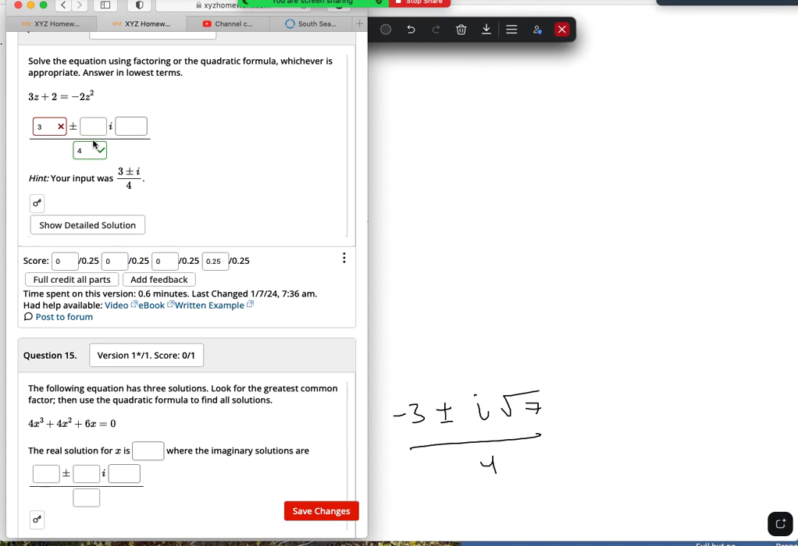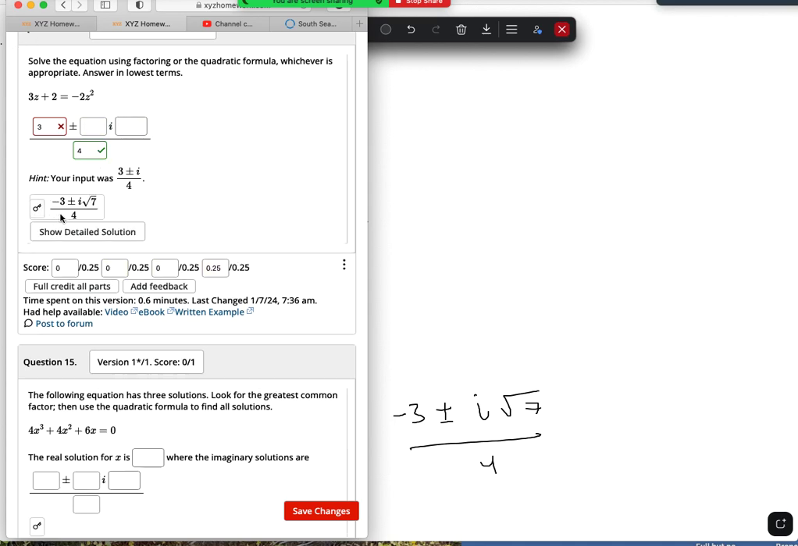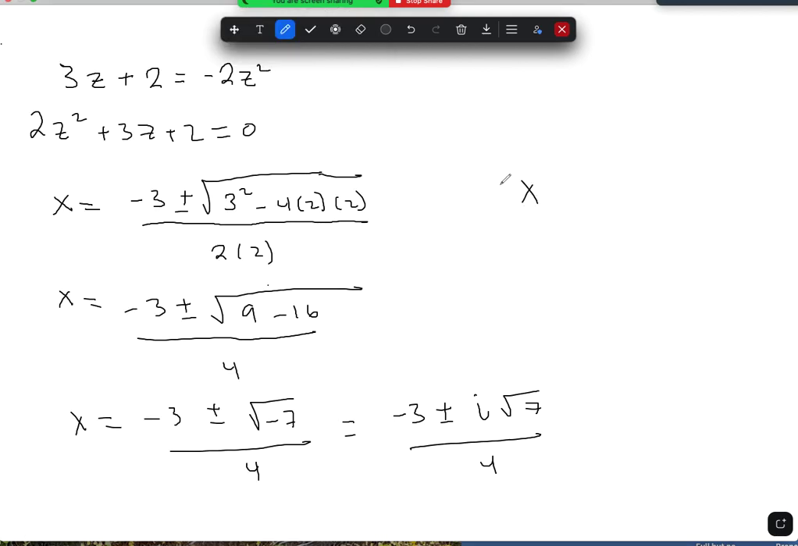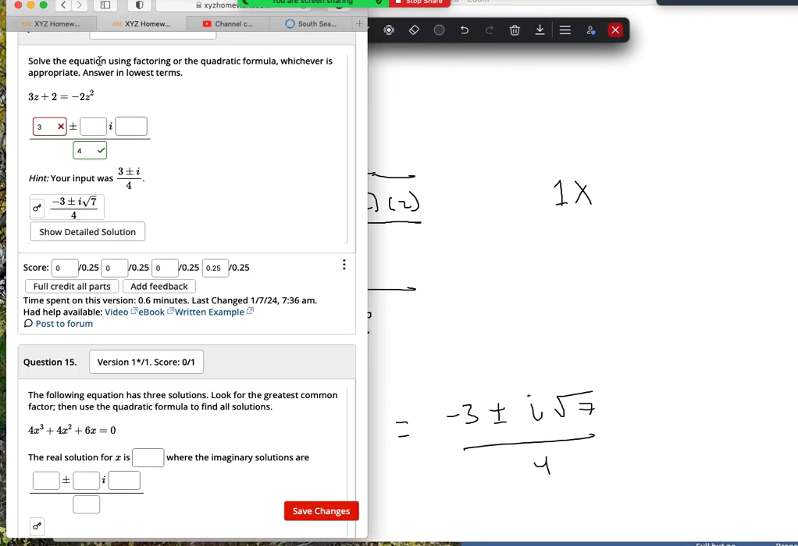What you put in this box is a 1, because there's no coefficient on that i. So the same as if we have just a plain x, that's a 1x. So in that box, it'd be negative 3, and then the invisible 1 in front of the i, root 7, and then that 4.